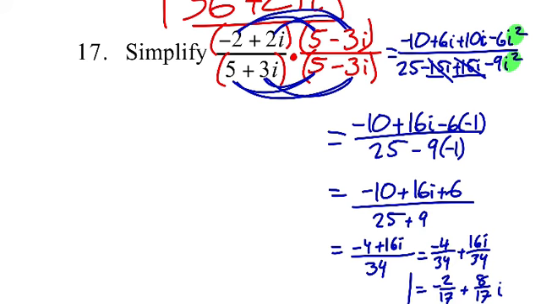The last underline was mean, sorry. So our final answer is negative 2 over 17 plus 8i over 17.